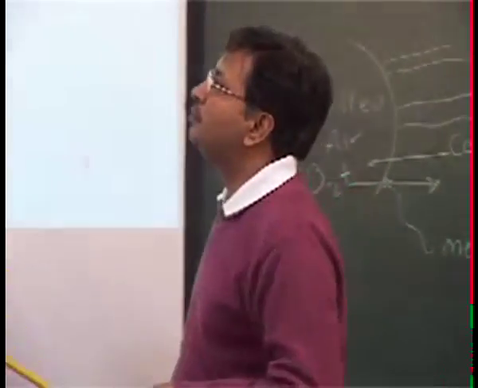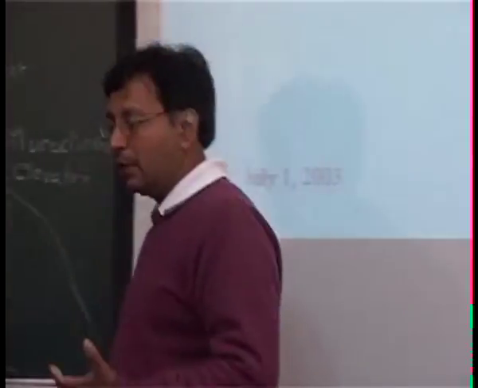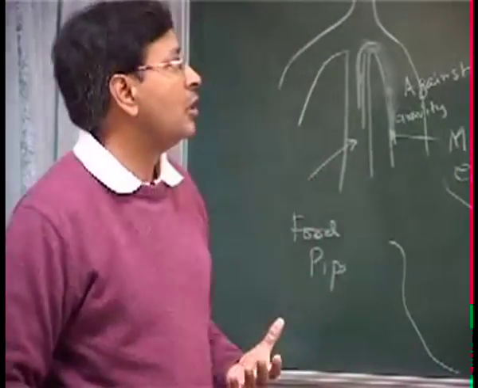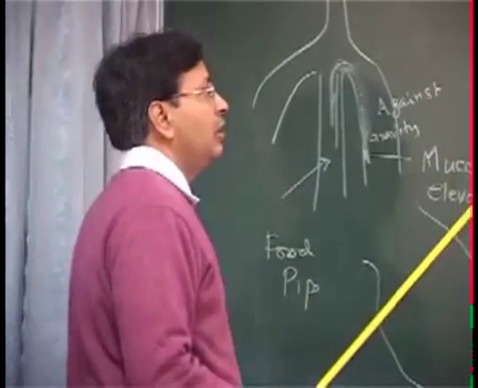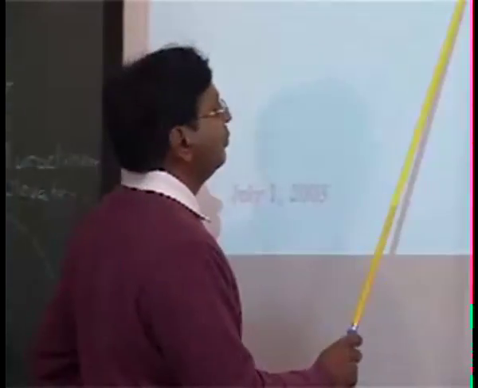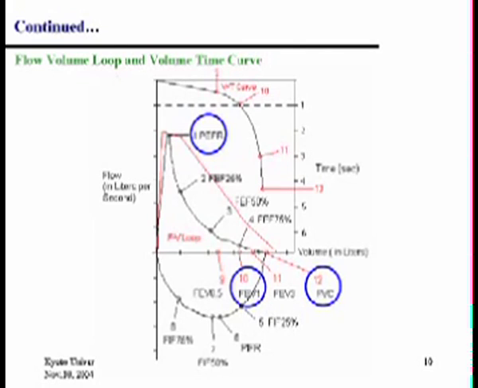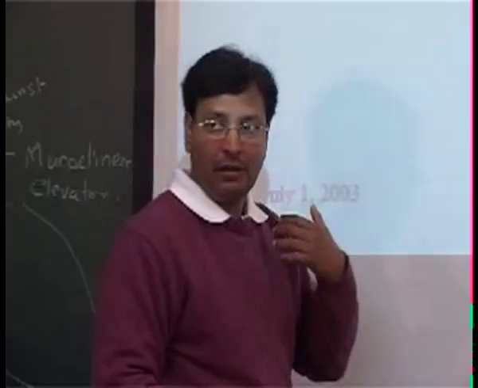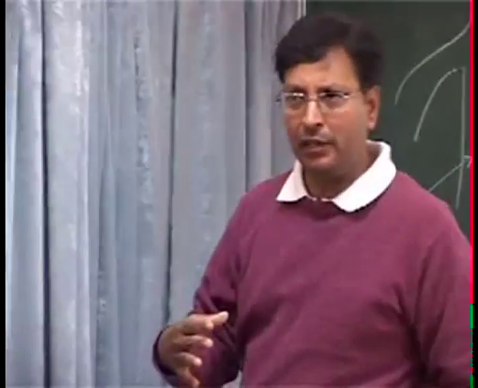This is the test that doctors, physicians or chest specialists do, called spirometry. In spirometry, what they are plotting here is, you see, this is the time, and here they are measuring the expired air. Suppose, forgetting the timing, I take a deep breath, and then I'm asked to expire as quickly as I can.